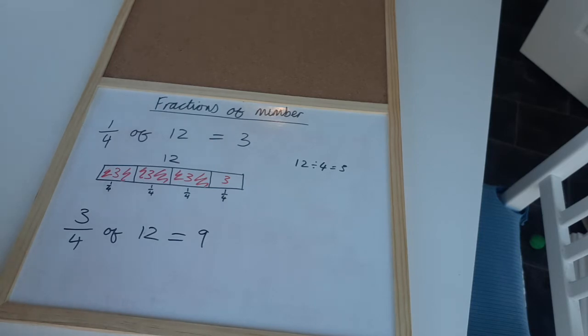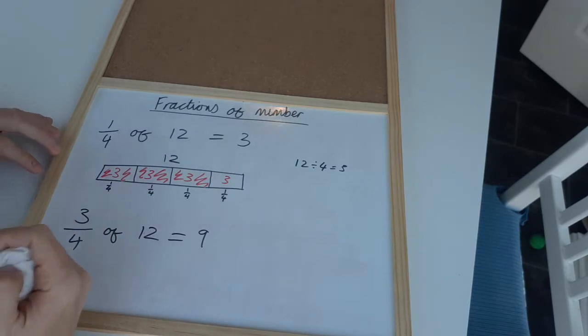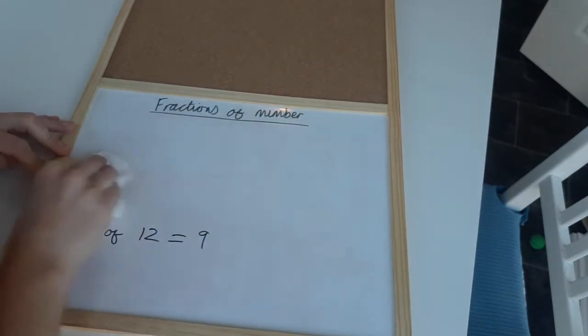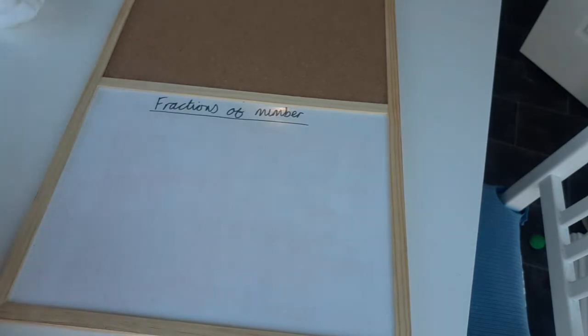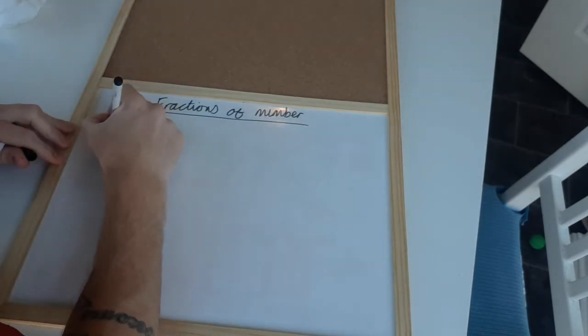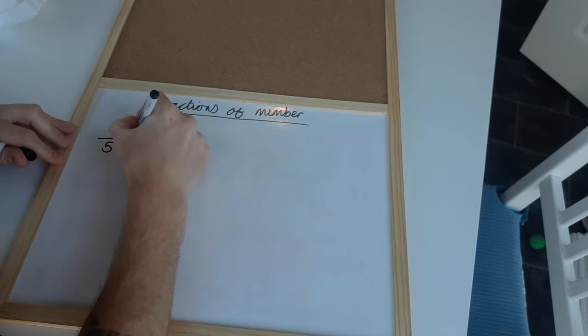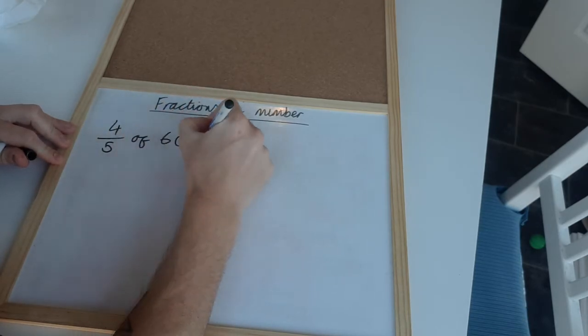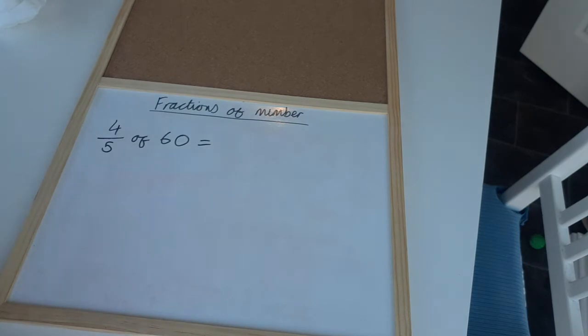We've done this lots and lots of times before, but I'm going to put some slightly trickier ones on here now, and we're going to have a look at how we would calculate them. So, first one. There's our first one, 4/5 of 60.